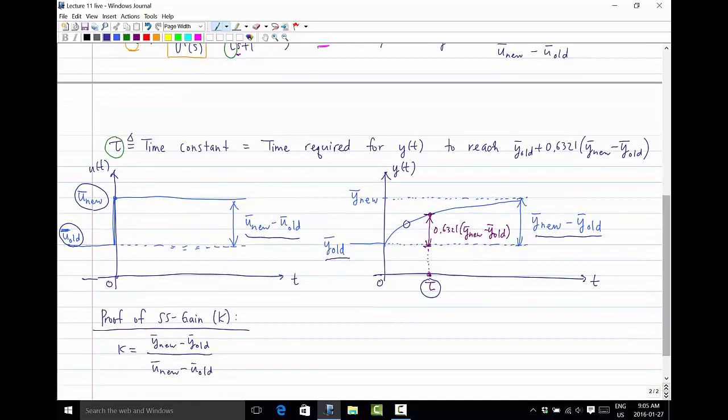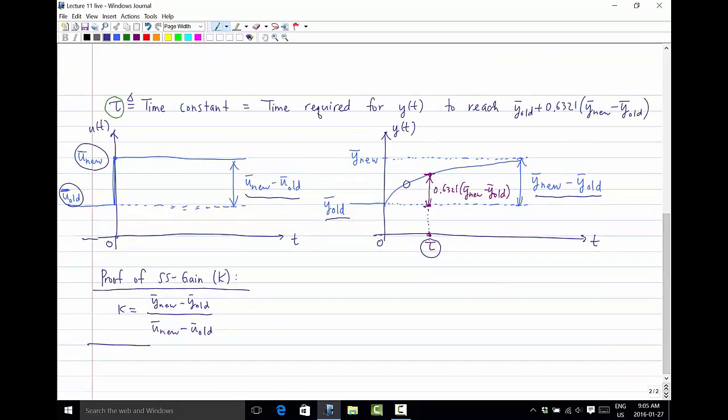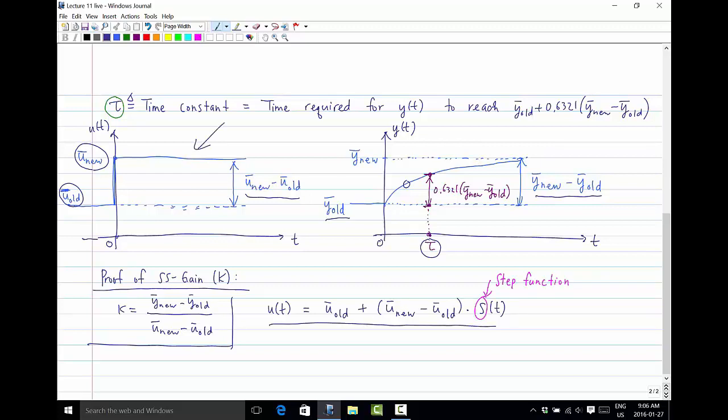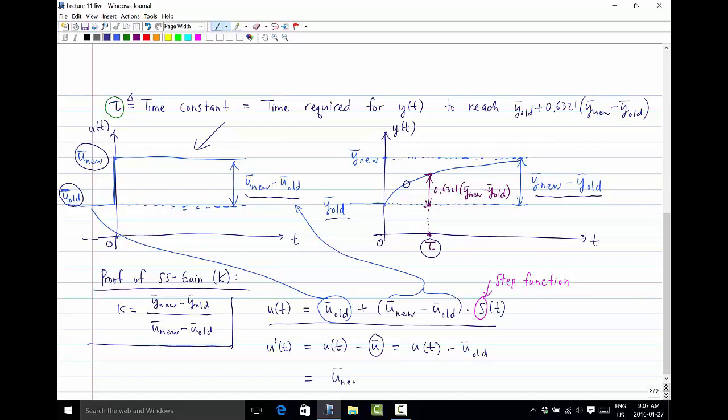To prove that the steady state gain actually equals the value k, we start out with an arbitrary input, u of t. We make the input equal to a step function, where the magnitude of the step is equal to the steady state gap, u new minus u old. We then take the deviation form of these variables and express the deviation variables in the time domain.